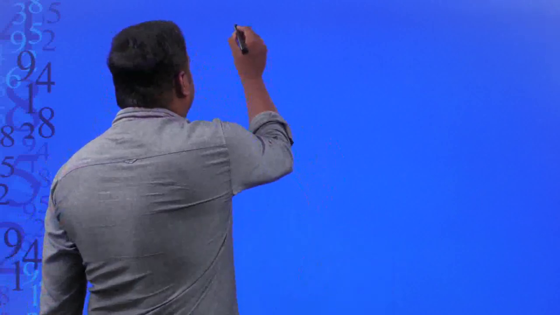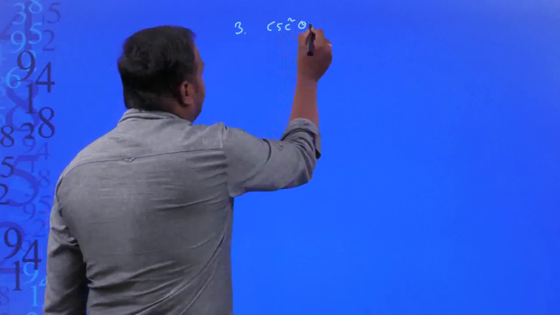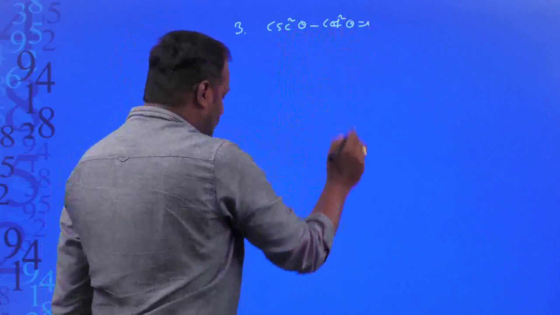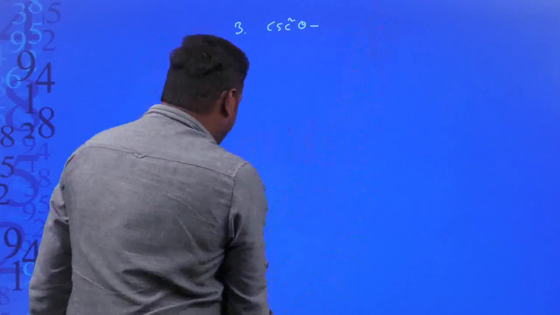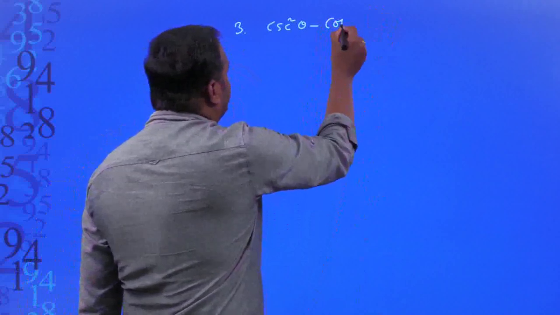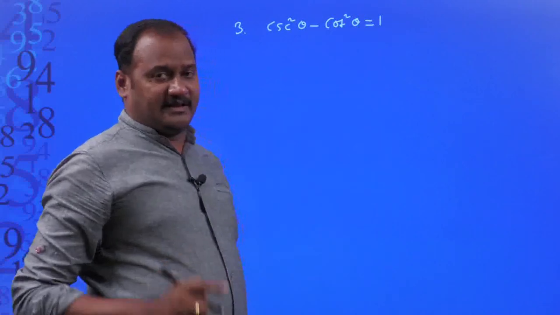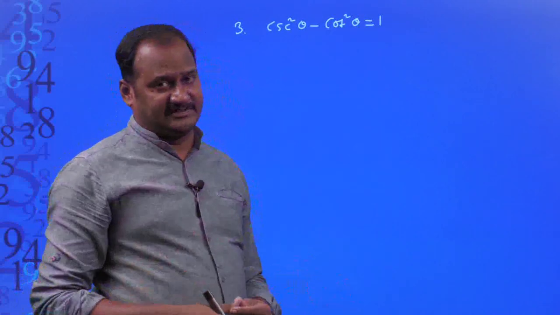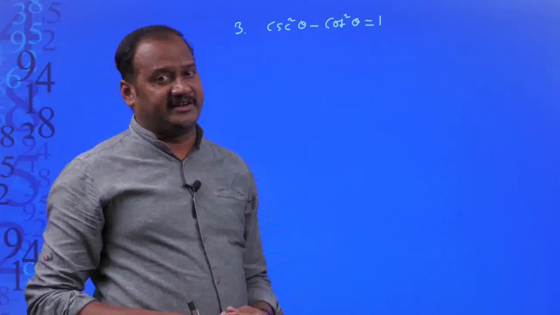Okay. So the third trigonometric identity is going to be cosecant square theta minus cot square theta is equal to 1. So, what is this cosecant square theta minus cot square theta, and moreover, what is the domain of this trigonometric identity? Like for the first identity, sin square theta plus cos square theta equal to 1, theta can be any real number. So, any real number in the sense of the real number system is the domain of the first trigonometric identity.